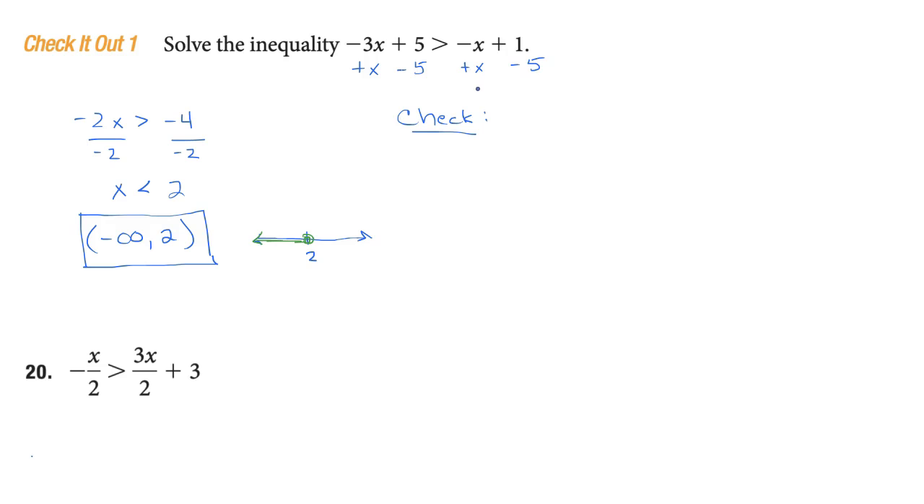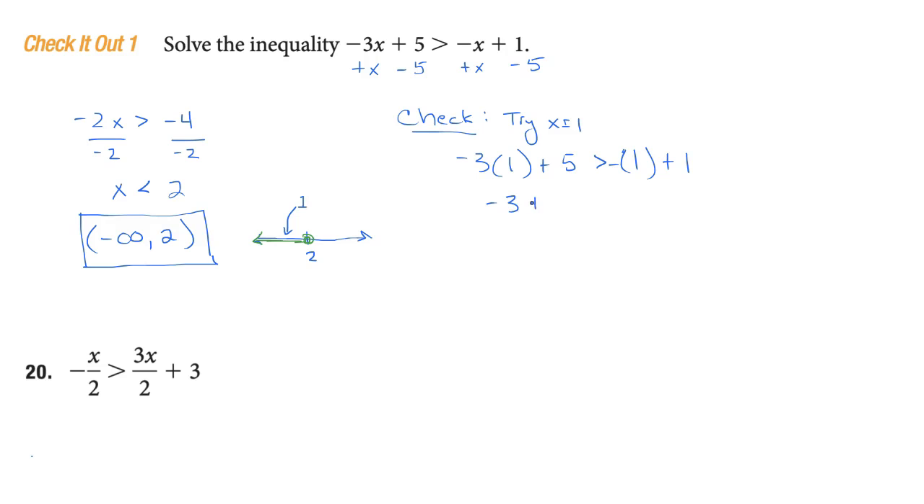So the first thing I'm going to do is try one that should be true. So 1 is right here, and it should be true. So I'm going to plug that in. I'm going to try x equals 1. I'm going to have negative 3 times 1 plus 5 is greater than negative 1 plus 1. Okay, so I put 1 in every time there was an x.